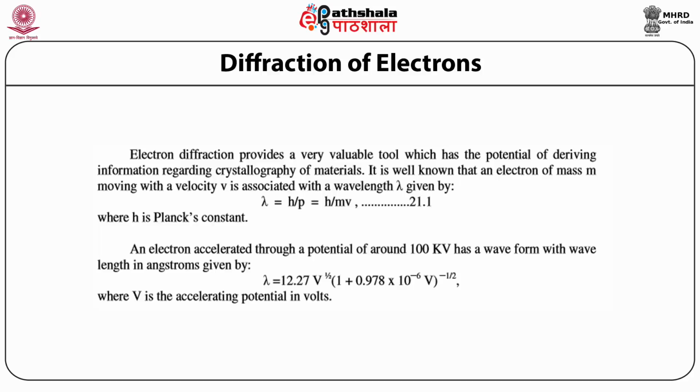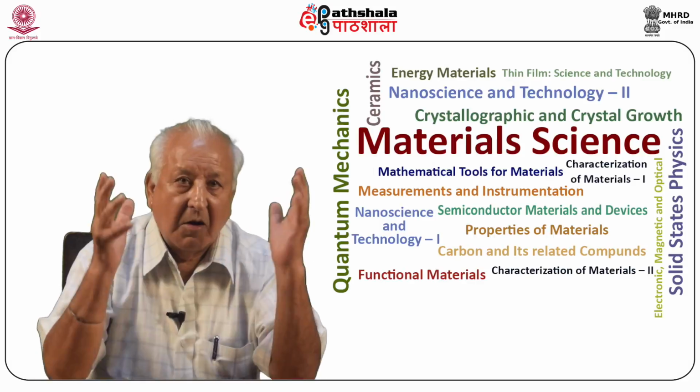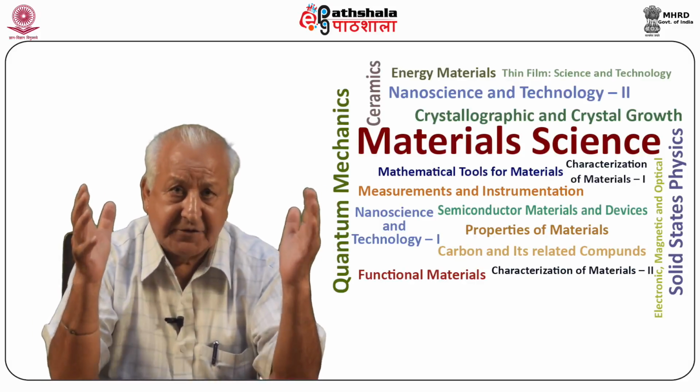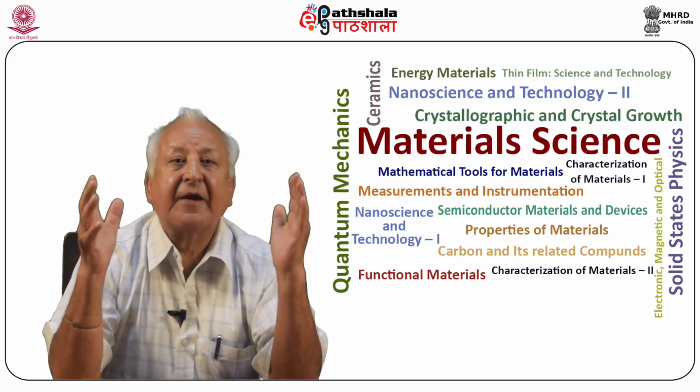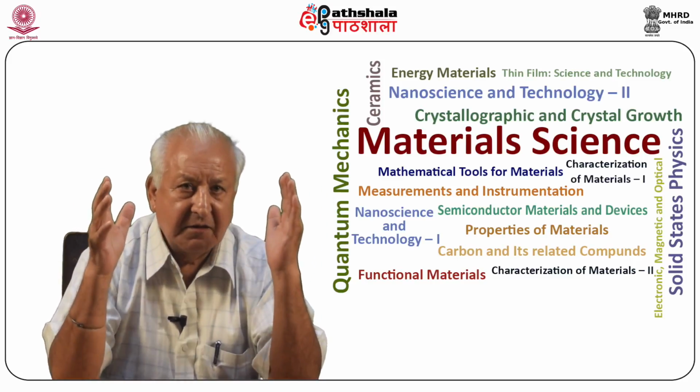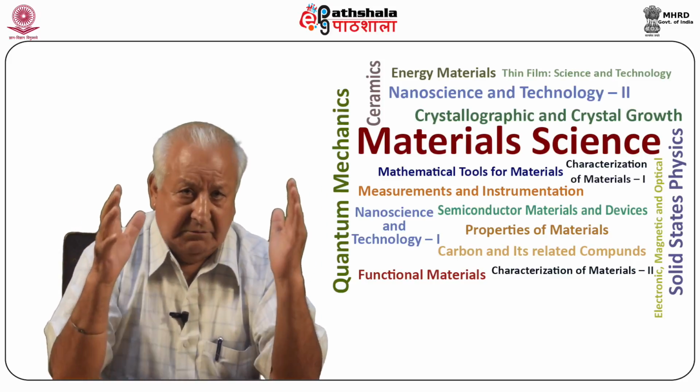An electron accelerated through a potential of around 100 keV has a wavelength in angstroms given by lambda equal to 12.27 V raised to 1 by 2 into 1 plus 0.978 into 10 raised to power minus 6 V raised to minus 1 by 2, where capital V is the accelerating potential in volts.